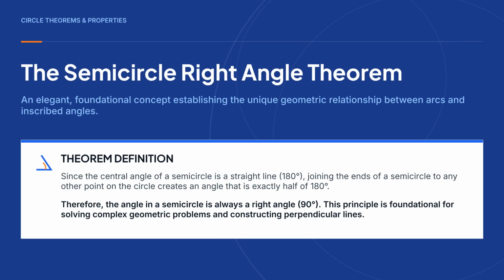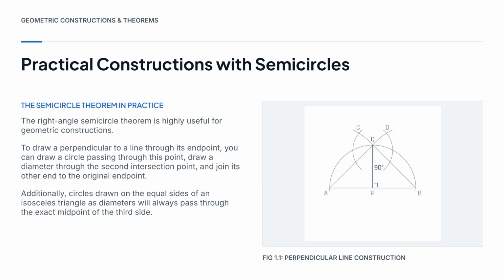Building on that, we have the semicircle right-angle theorem. Because a semicircle's central angle is a straight line at 180 degrees, any angle subtended by a semicircle at the circle's edge is always 90 degrees, forming a right angle. This theorem is highly practical.